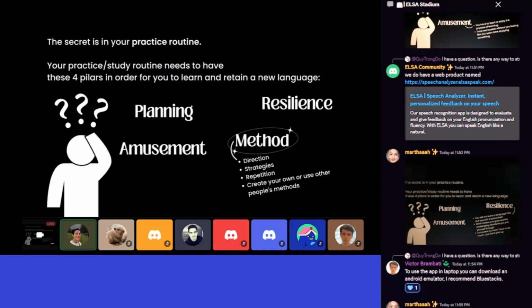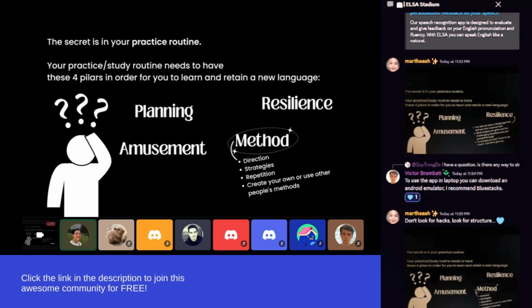The second step, amusement. What's amusement? Amusement is something fun. You need to have fun in the process. If you don't like learning English, it's going to be very difficult for you to learn English, because you need to learn how to enjoy the process. You have to enjoy the process of learning.